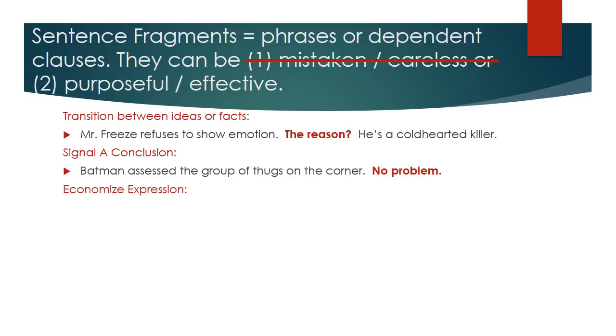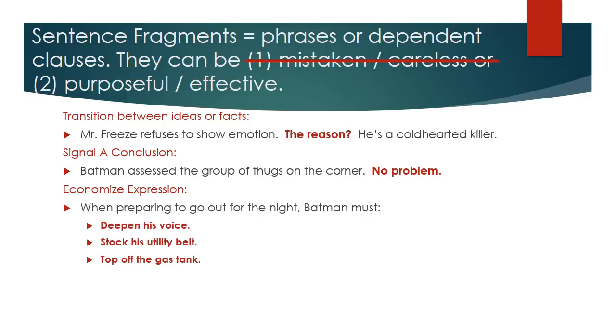A third way that we can use fragments is to really economize expression, to use the fewest words possible to say the most things possible. And this is actually a form of parallelism, which we've talked about before. So I'll show you that in this example. When preparing to go out for the night, Batman must deepen his voice, stock his utility belt, top off the gas tank.